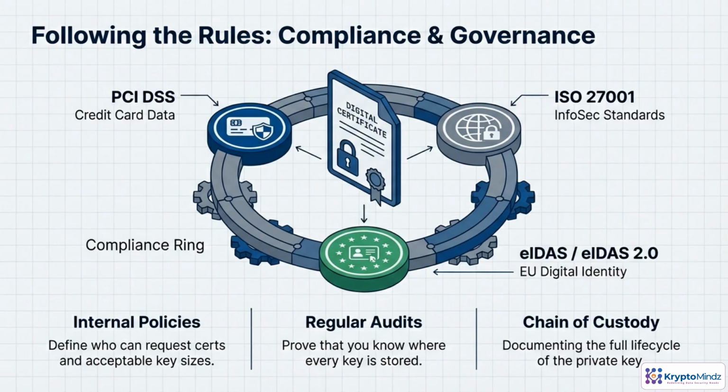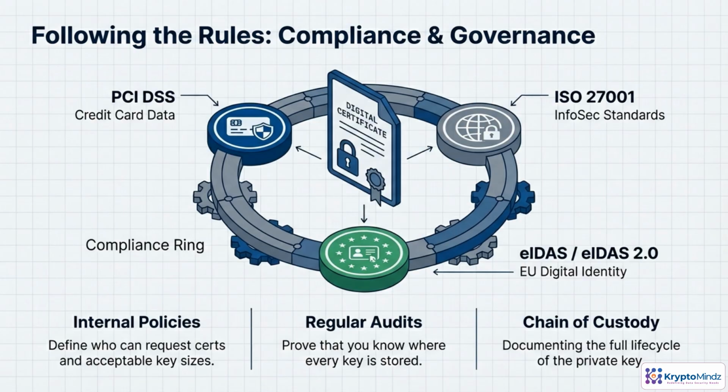Inside your organization, this turns into concrete rules. Who is allowed to request, which type of certificate, what key sizes and algorithms are permitted, which uses are forbidden, and how quickly issues must be fixed. Those rules only matter if you can demonstrate they're followed. That's where audits come in. You need evidence that you know where every key is, who touched it, and what it does. A clean chain of custody for private keys becomes just as important as the cryptography itself.